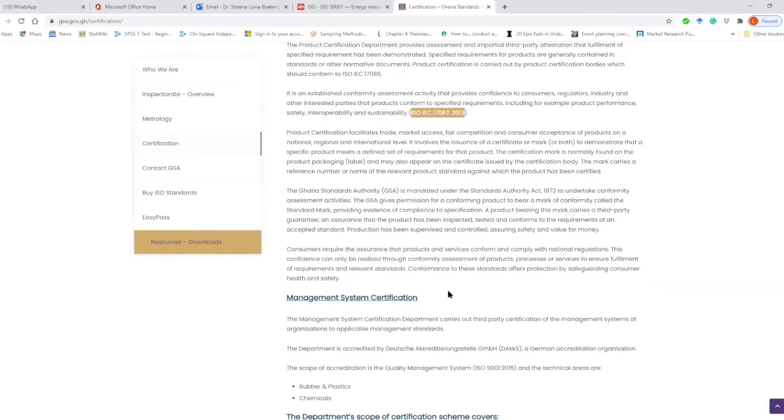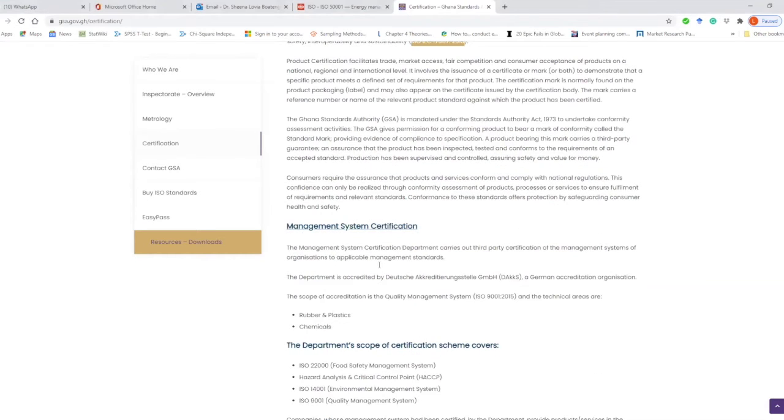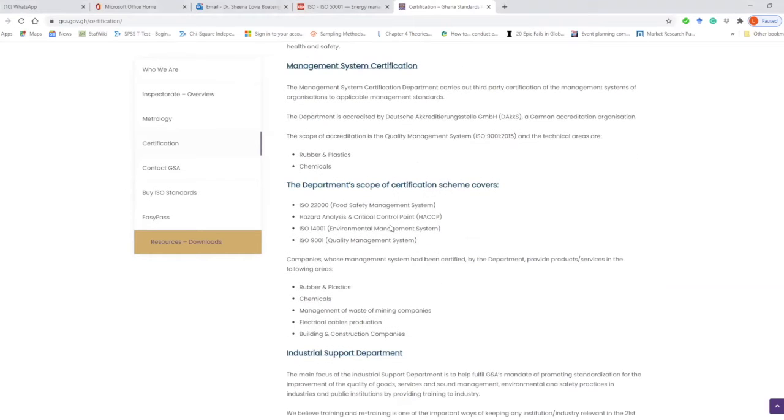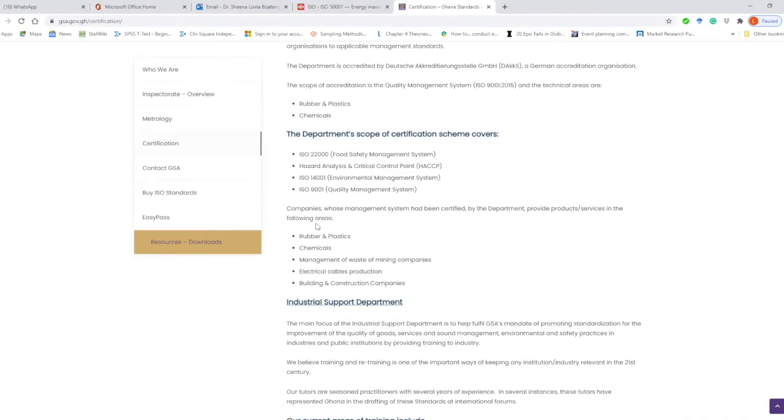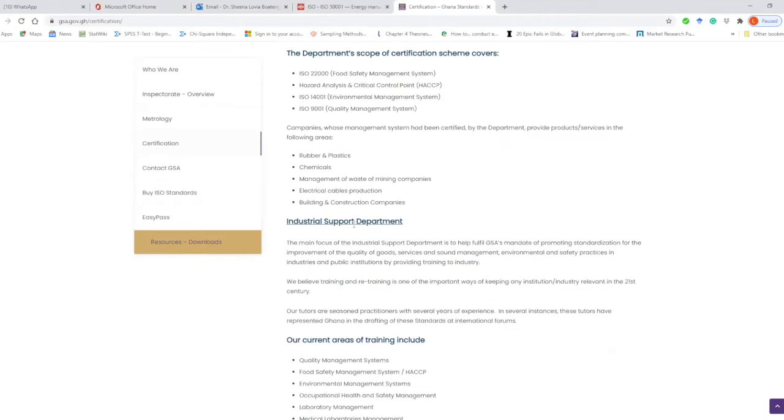Now let's scroll down to the management system certification side. Look at what they cover. They cover some of the ones we just learned about. Can you see that? They have ISO what? 22000, food safety management. Then they have ISO what? 14001, environmental management. Then they have what? ISO 9001, quality management system. Good.